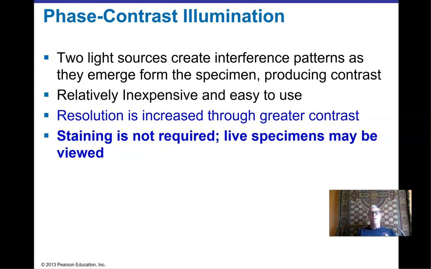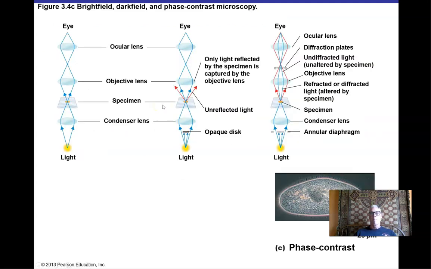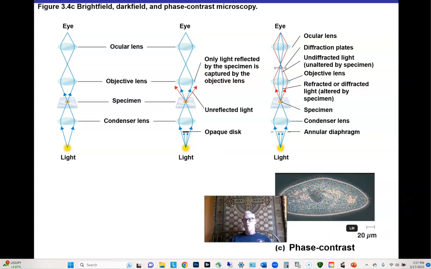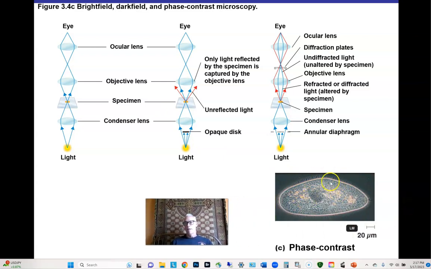And this is a very ingenious thing because we don't need to fix or stain our sample in order to be able to see it. So live specimens can be viewed unharmed in phase contrast illumination. And so here's a picture of a phase contrast image of, again, a microorganism. In this case, it wasn't stained at all. It was simply placed on the slide and let the light travel through a phase contrast objective in this light microscope.